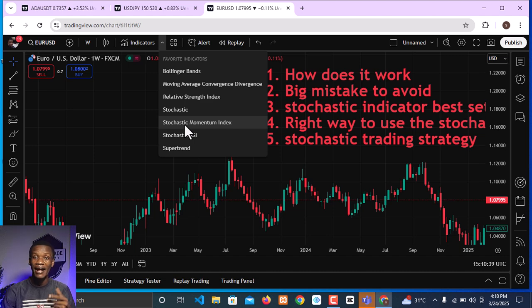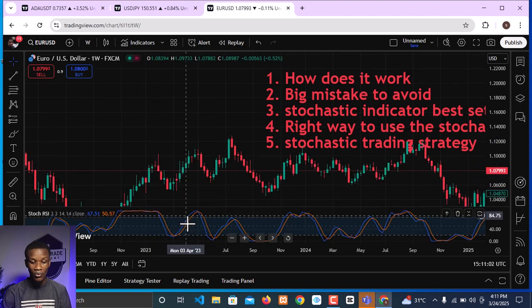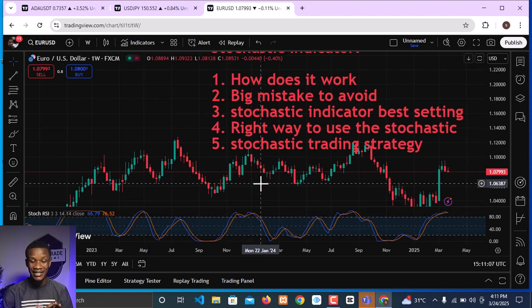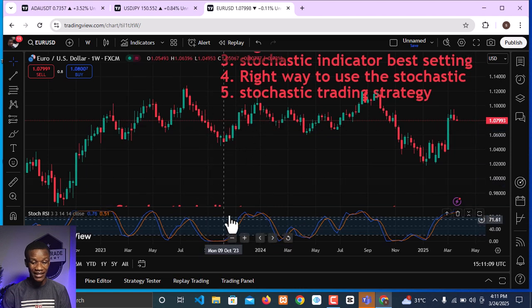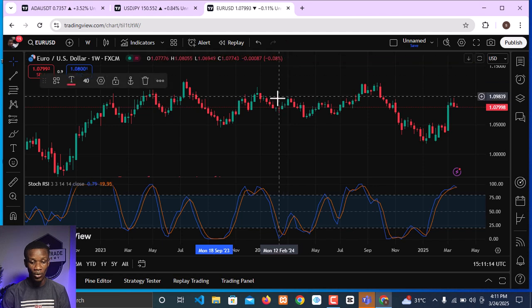So for me, I prefer using the stochastic RSI. That is a combination of the relative strength index and the stochastic. I don't use the stochastic alone. You can use the stochastic alone, but I prefer using the stochastic RSI. So I'll put it on my chart, and as I put it on, it is now right here. Okay, so this is the stochastic RSI indicator on the chart right now.